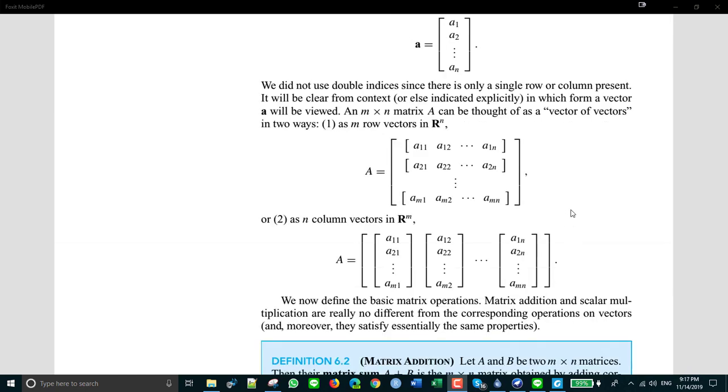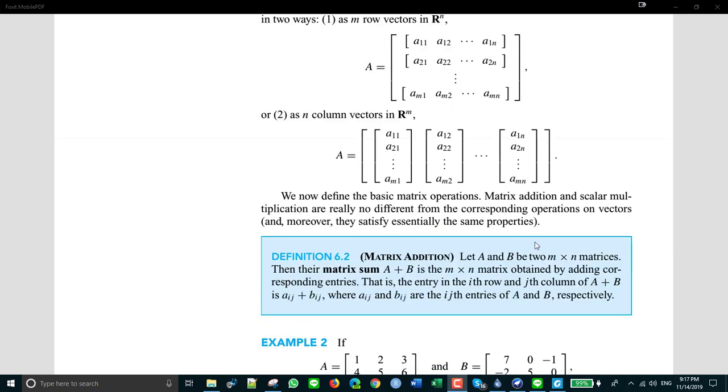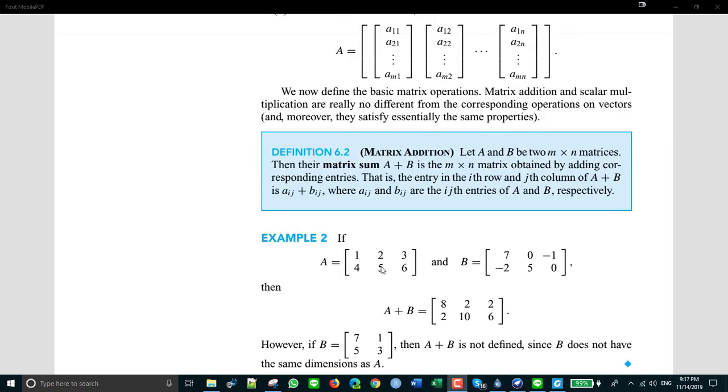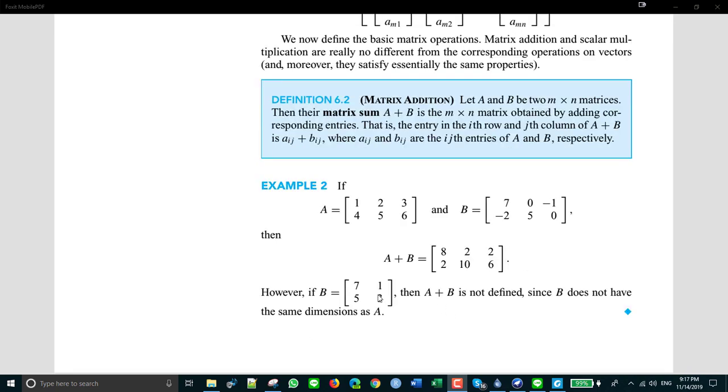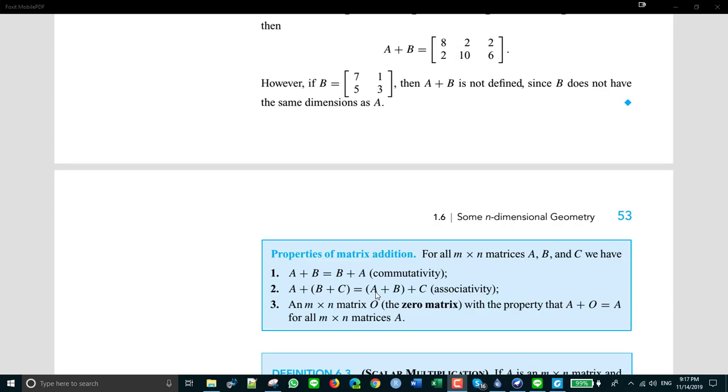And now we're going to talk about matrix operations. So addition and scalar multiplication are the basic, simple ones. So A plus B, if A and B are the same size, both m by n matrices, then we can add them, and we just add them element by element. We've seen this before. So here's A and B, A plus B, you take 1 plus 7, you get 8. You take 2 plus 0, you get 2, and so on. But if they're not the same size, we don't add such things.